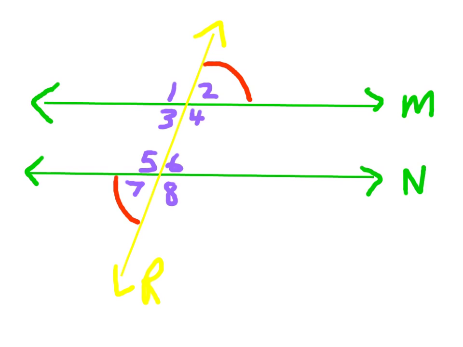Now, we also have another pair, so let's say we start with angle 1 this time, and its alternate exterior angle match will be angle 8. Notice that angle 1 is on the left side of the transversal, angle 8 is on the right side of the transversal, and both 1 and 8 are on the outsides of the parallel lines.